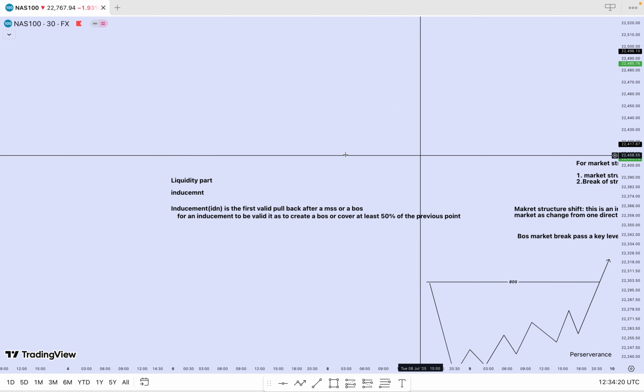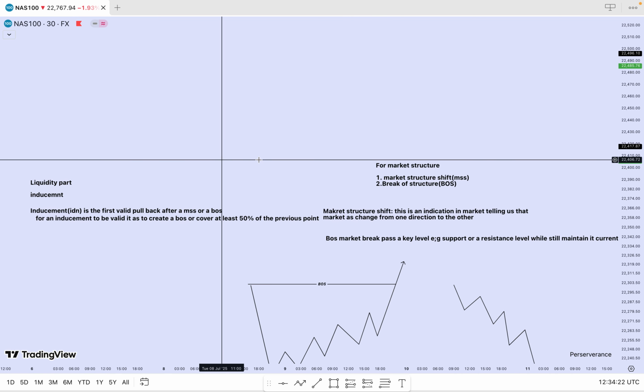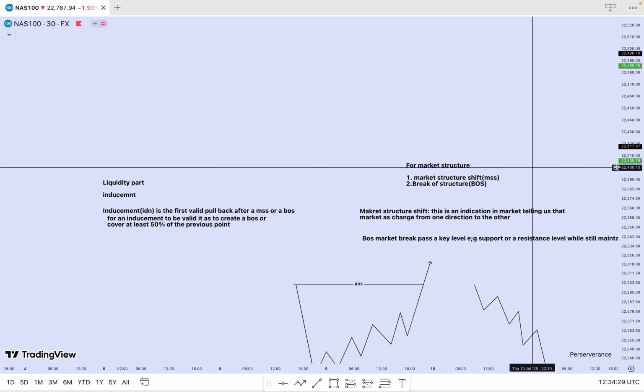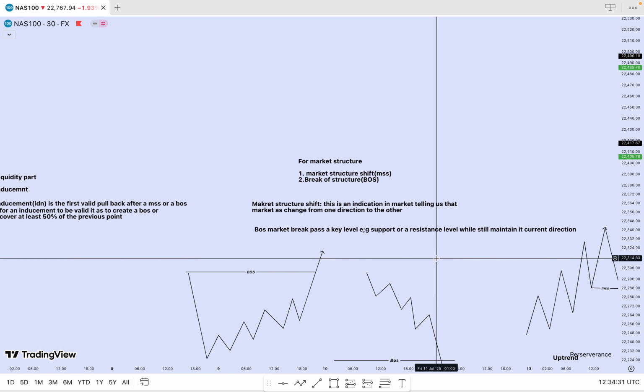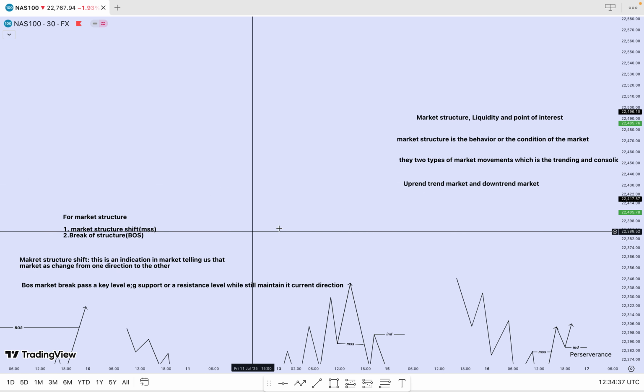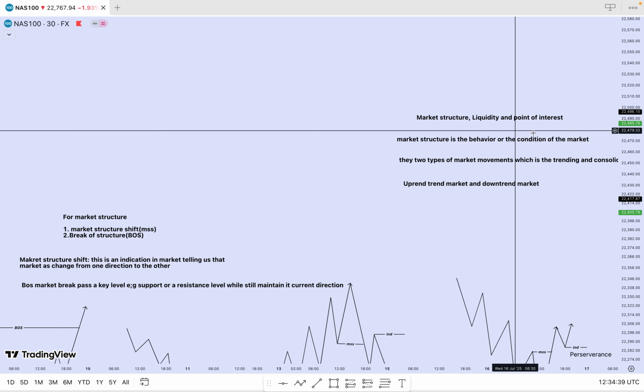Now I've talked about the liquidity part. I've talked about the market structure part. I've talked about the liquidity part. Now it's time for me to talk about the points of interest.